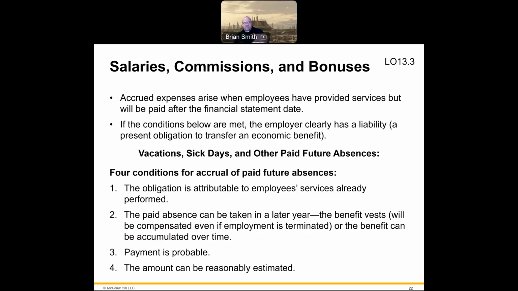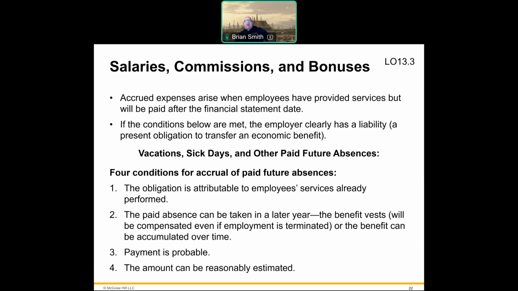So we could have vacation, sick days, other paid future benefits such as pensions and things like that. I don't think in this chapter we get into that really specifically as far as pensions go. That's a whole ball of wax in and of itself. But this is paid future absences, is what I said, not pensions. Pensions aren't absences from retirement.